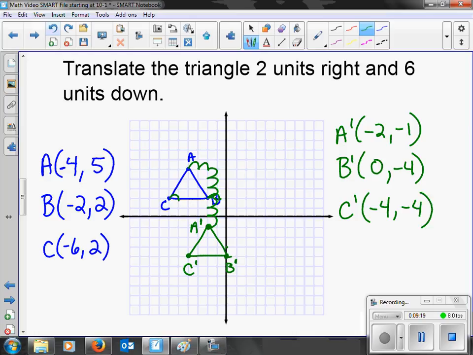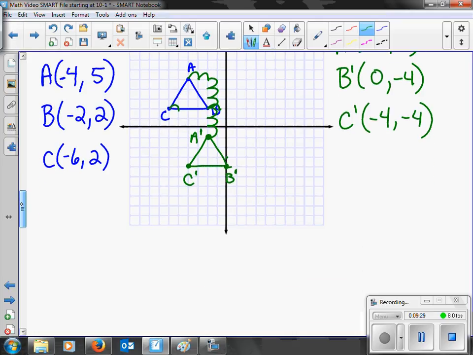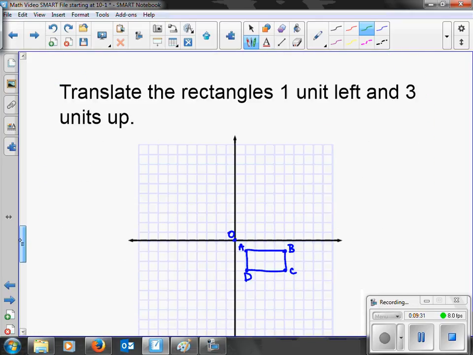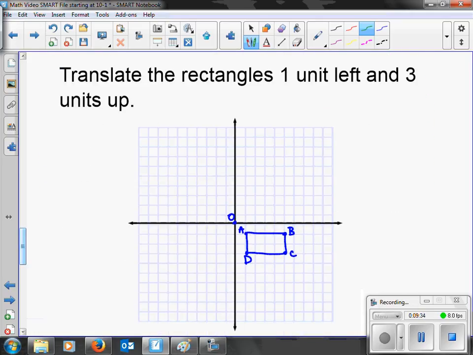So yes, you need to draw the coordinates after you do it, okay? And the prime tells me that that's the new image, the new shape after it's been moved, okay? Let's try another one. Translate the rectangle 1 unit left and 3 units up. So again, we have to find out where the points are. A is at 1, comma, negative 1.